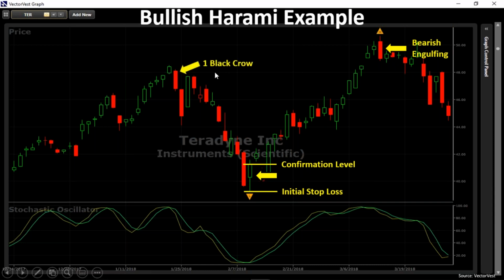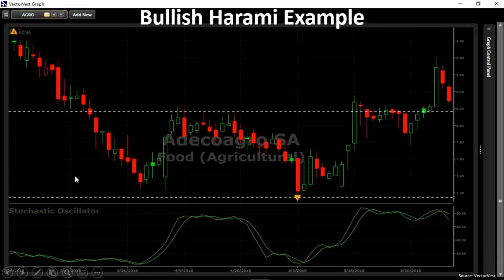Okay. Here is a pattern called a one black crow. It's another bearish formation. As you can see, that identified the top there, or that turning point. That was all she wrote after that one black crow formation.